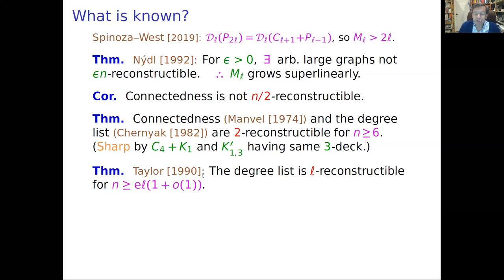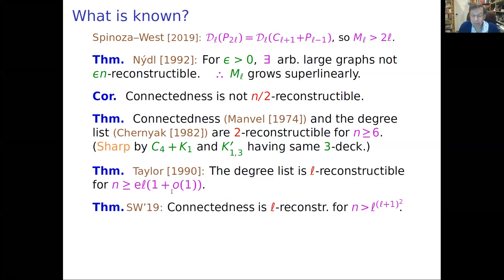Thinking again about the degree list, Taylor proved a more general result that the degree list of your graph is L reconstructible. In other words, you take the deck of subgraphs you get by deleting L vertices, and if you're given that, you will be able to tell what the degree list of your graph was if n is at least roughly e times L. And this is not sharp, but we don't know the precise threshold here. So here's the degree list.